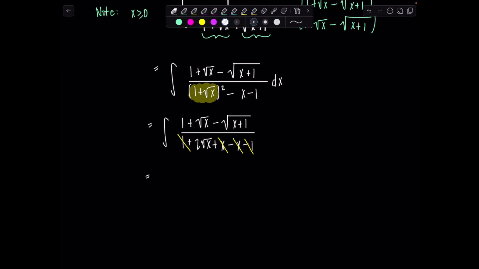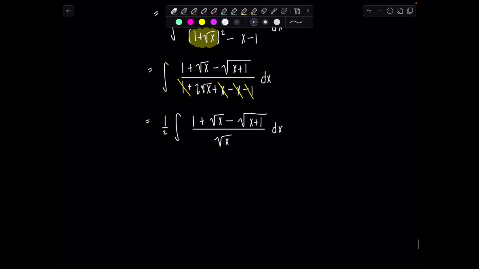I'm going to actually take 1/2 out, and then we have 1 plus rad x, dx, minus rad x plus 1 over just rad x dx. How are we doing up to here? I can rewrite the denominator separately under each of the terms that are in the numerator, and you'll see we're in a really good place. So we have 1 over rad x plus rad x over rad x is 1 minus rad x plus 1 over rad x dx. Okay, so let's go through term by term.